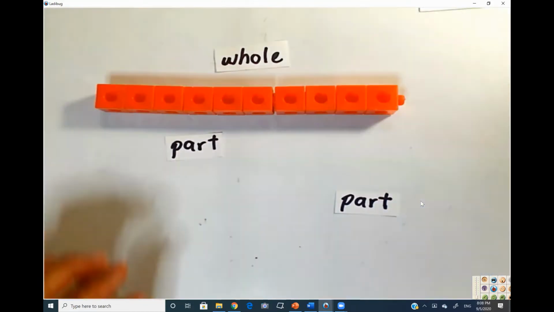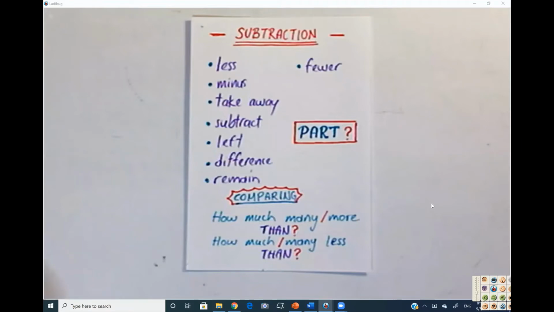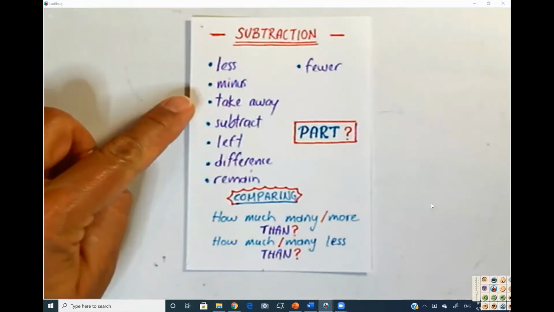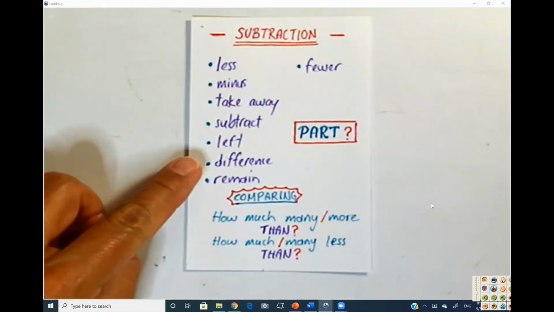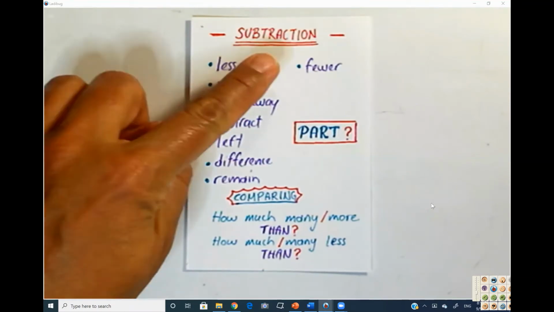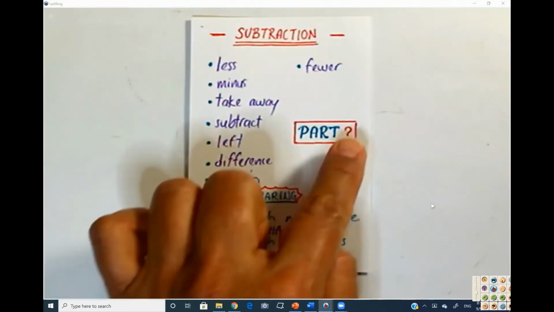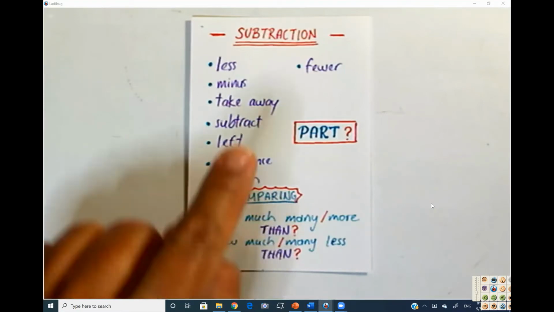Now let's review some of the vocabulary we're going to be using in this lesson. Some of the words that indicate subtraction are less, minus, take away, subtract, left, difference, remain. If you're trying to find the part, that indicates subtraction too. And when you are comparing, that is going to indicate subtraction too.